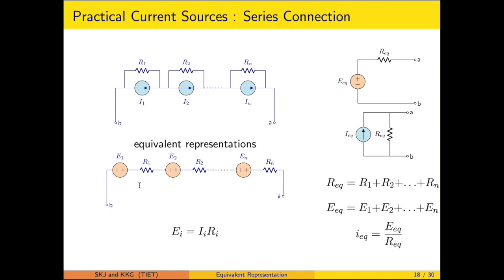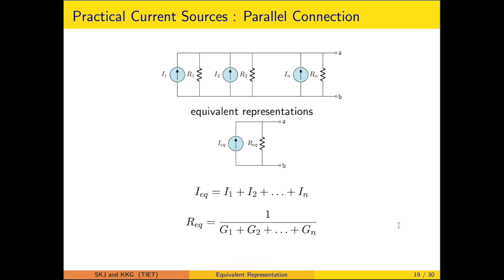What we have seen previously is that E1, E2 up to En can be added to form the equivalent, so E equivalent is obtained. Resistances come out to be in series, so R equivalent is obtained. Once this is done, you can find the equivalent voltage source. Likewise, we have to have the practical current source equivalents. How are they related? I equivalent is equal to E equivalent upon R equivalent.